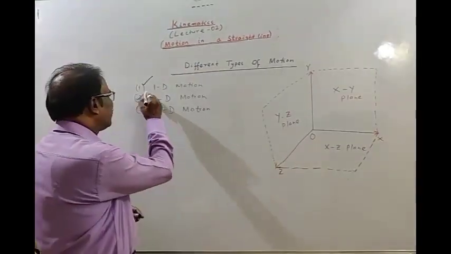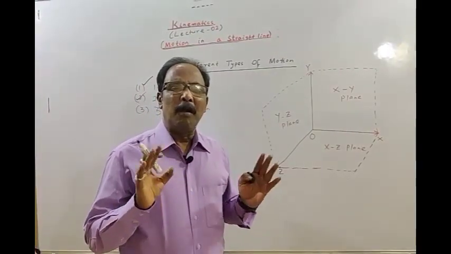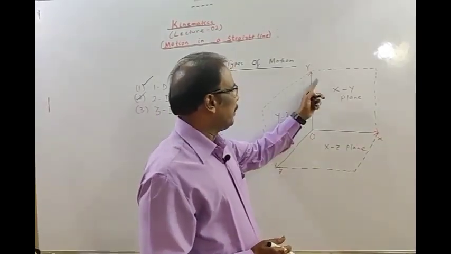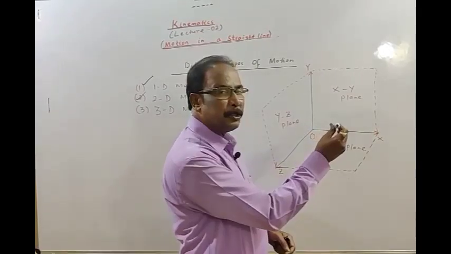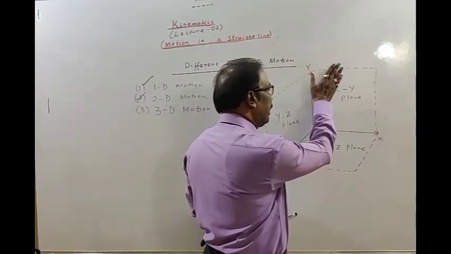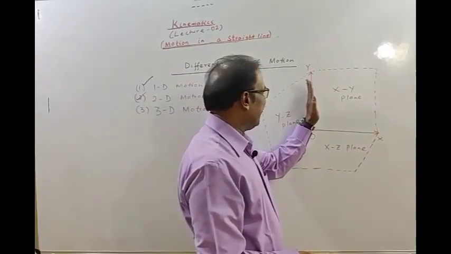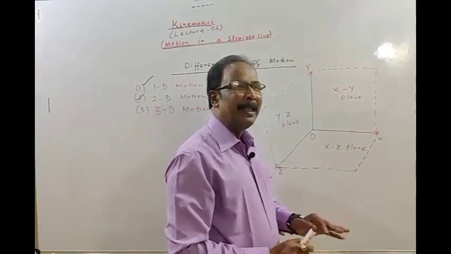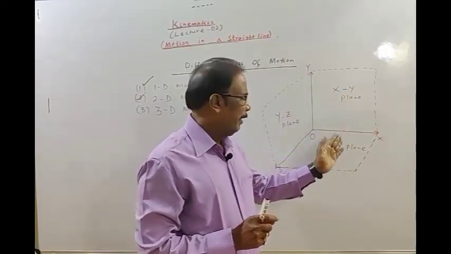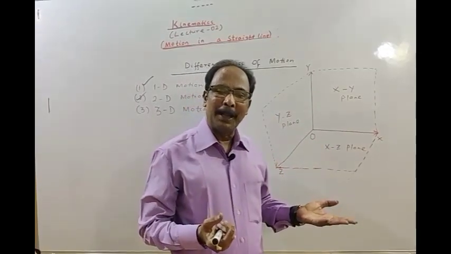Then two-dimensional motion. Two-dimensional motion means motion on a plane. I have shown here: this is the x-axis, this is the y-axis, and this is the z-axis in space. So this plane is the x, y plane, this plane is the x, z plane, and this plane is the y, z plane. If a body moves on a plane, either the x, y plane or the x, z plane or the y, z plane, then it is two-dimensional motion.